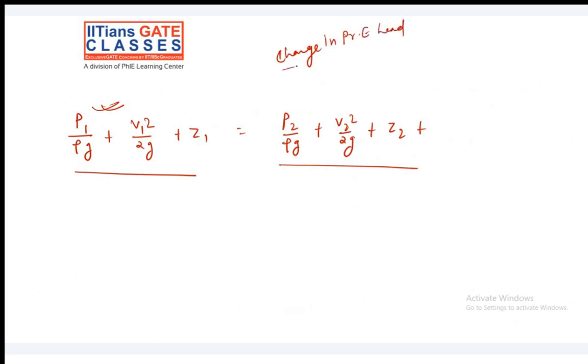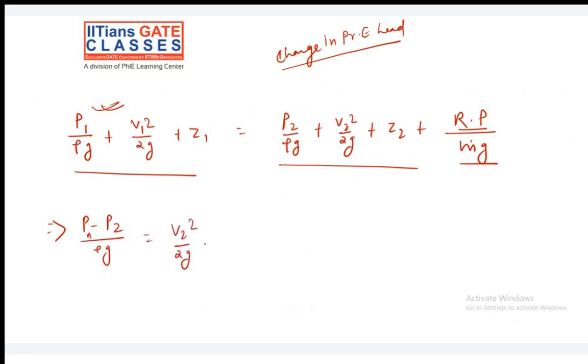How do we find out this? This is equal to runner power divided by unit weight. So now I know that this is (P1 minus P2) upon rho g, which is equal to V2 square upon 2g minus V1 square upon 2g. And if I neglect Z1 and Z2, this is equal to plus runner power divided by m dot g. Till this point, things are clear.